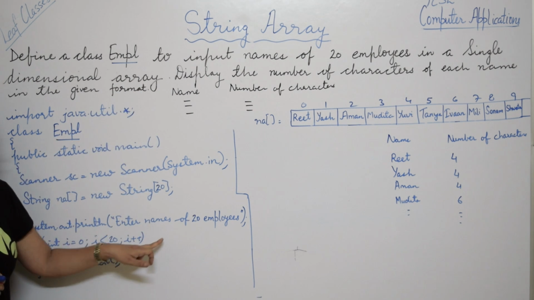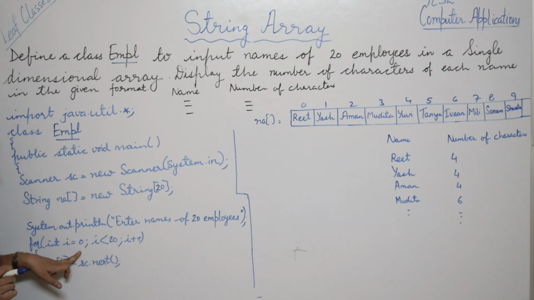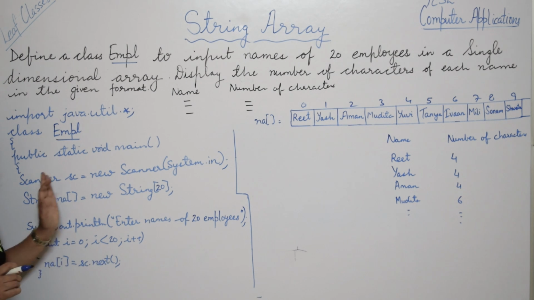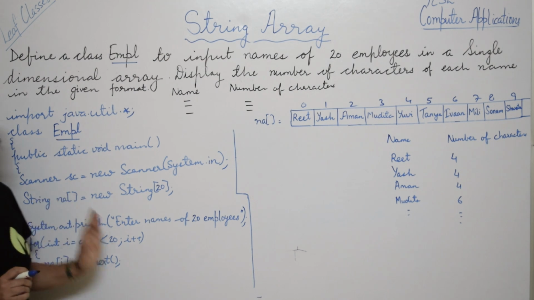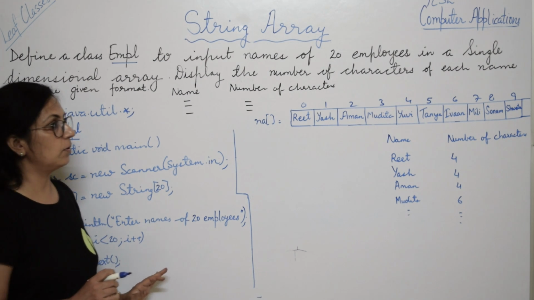Enter names of 20 employees, and then we have taken the loop i equals 0, i less than 20, and NA[i] equals sc.next(). Just in the previous question, I explained you why we have used this. So I hope this part is clear to all of you.